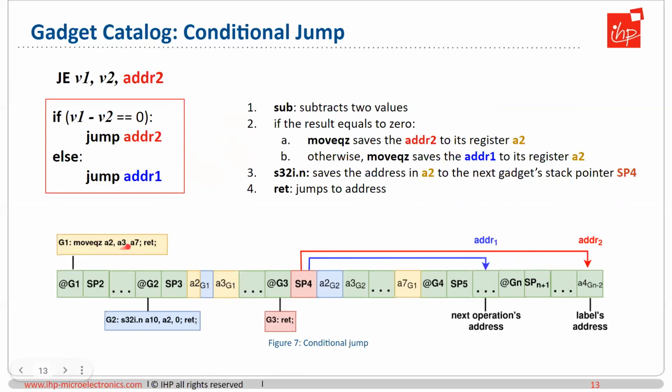So like moveqz, it's choosing which address should be placed into A2, then the save operation saves it to the SP4, and later on, this simple ret instruction just jumps to the appropriate address, either address 1 or address 2.